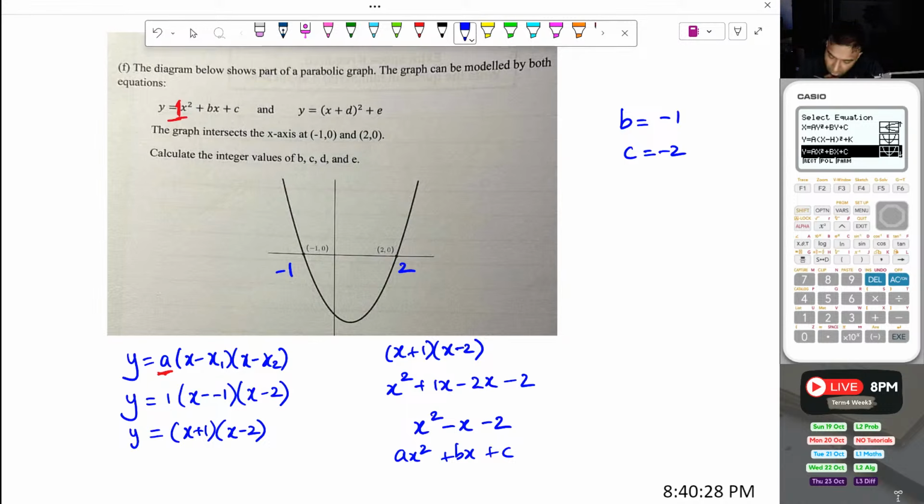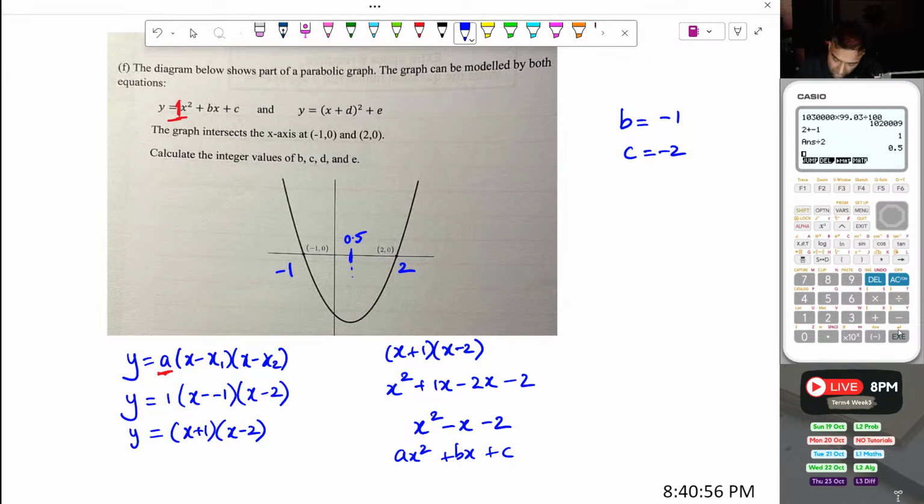Now we need to figure out what the vertex form is. To figure that out, remember, parabolas have a line of symmetry. The line of symmetry is halfway between 2 and negative 1, and I'm going to show you how to find it. We're going to go 2 plus negative 1, and divide it by 2. That's going to give us 0.5. So this point here is 0.5.